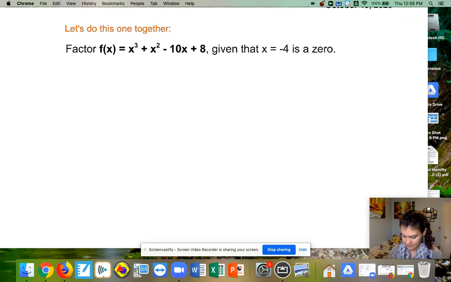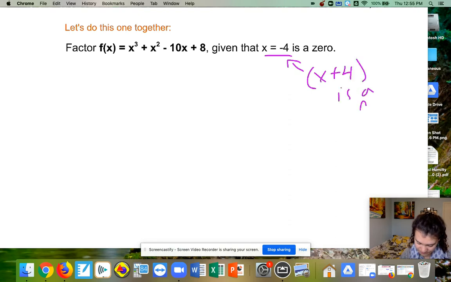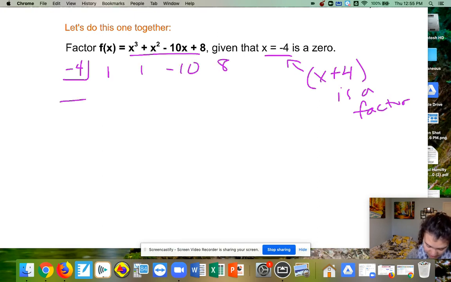So we're going to do this one. We know from the given information right here that x equaling negative 4 is a zero. So this means x plus 4 is a factor. So I'm going to write this out and put negative 4 right here. And then I'm going to do synthetic division, so I'll put all the coefficients down. We have 1, 1, negative 10, and 8. You could use long division if you like it better. That's just fine. So negative 4, negative 3, positive 12, positive 2, negative 8, and 0.